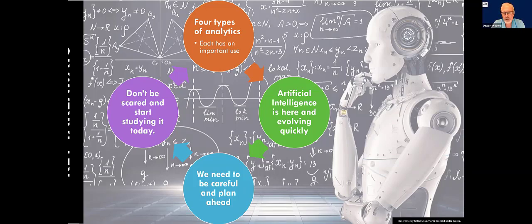Artificial intelligence is here. It's evolving very, very quickly. And so it's important that you understand what it is and how it can impact your organization. You need to be careful and plan ahead, right? You can't just rush into AI, because you can make a lot of mistakes in a very short period of time. So you need to be very careful, plan ahead, but you've got to start that plan. You can't sit there and think, oh, I'm going to get to that next month. That's not the way the world is going to work. They're going to zip by you pretty quickly.